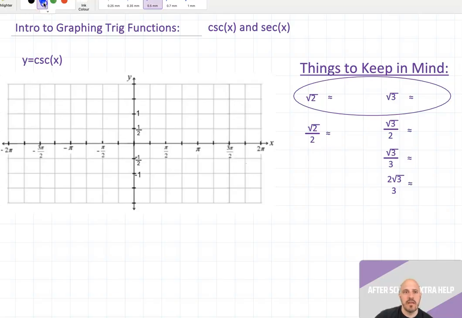Hey guys, welcome back. Last time we graphed sine and cosine, so today let's graph their reciprocals, cosecant and secant. I would pause, see if you can graph it, and then come back and check.